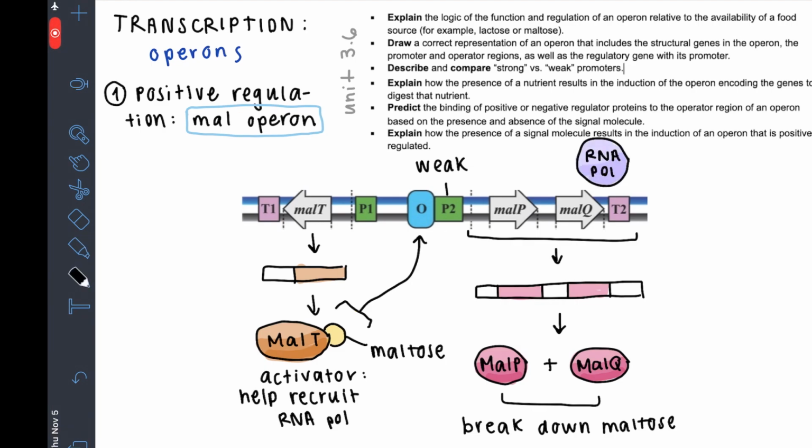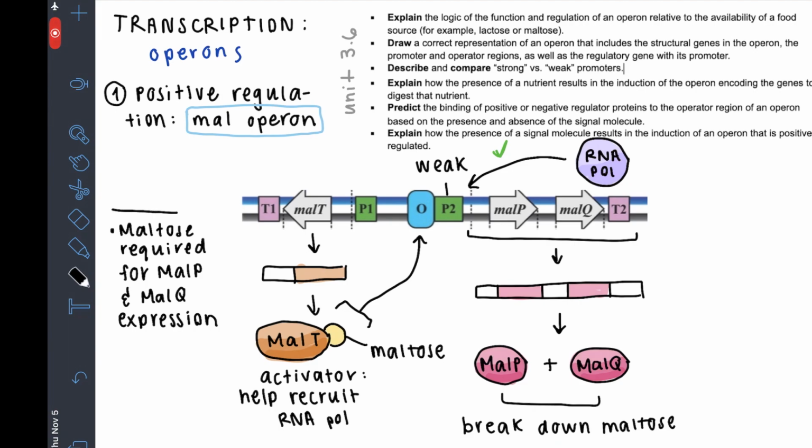The binding of the activator to the operator increases the chances that RNA polymerase will be recruited. Therefore, in the presence of maltose, the genes in the mal operon will be expressed. Without maltose, the activator can't bind to the operator. Therefore, the genes in the operon will not be expressed.